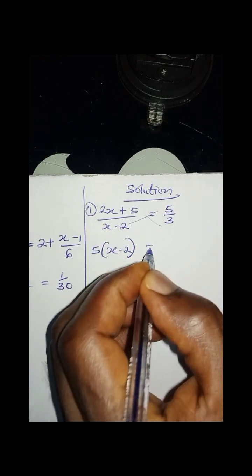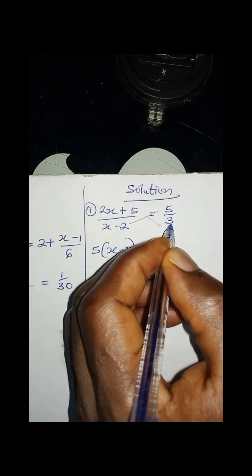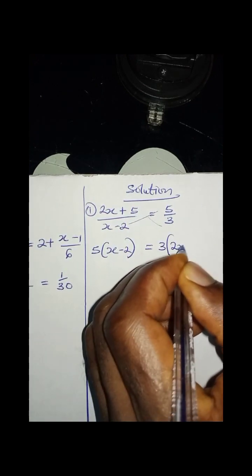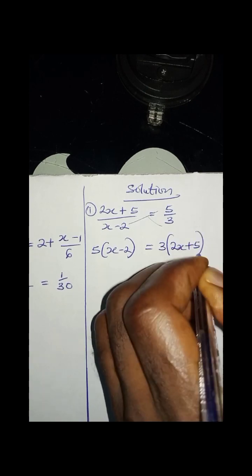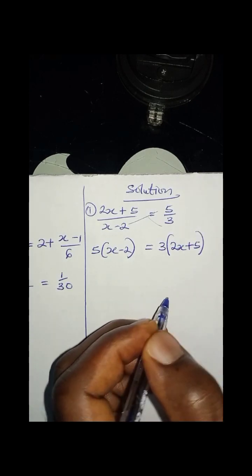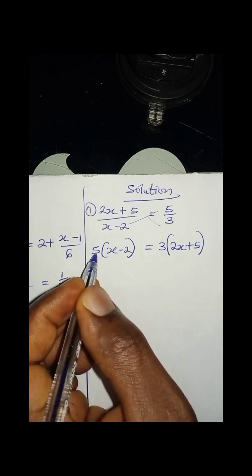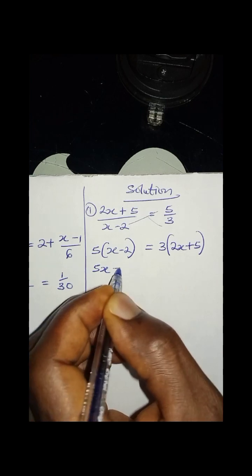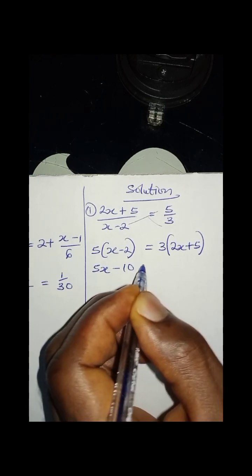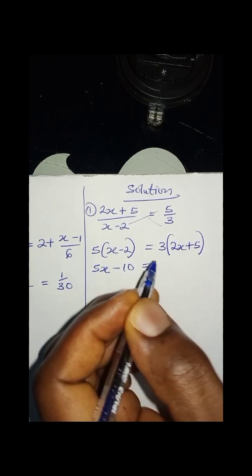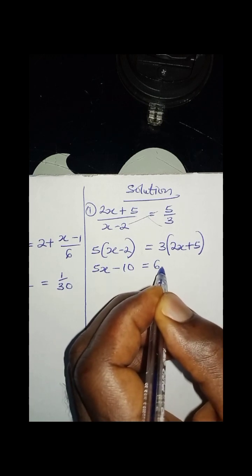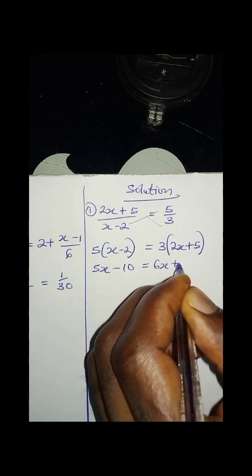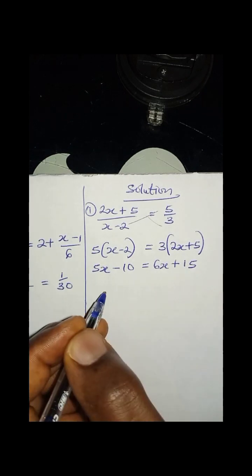Then we'll bring down our equality sign. Then 3 multiplies the whole of this. 3 will be out. Then we'll have 2x plus 5 in the bracket. And what we do next is to clear the bracket. 5 times x gives us 5x. 5 times negative 2 gives us negative 10 is equal to 3 times 2x, 6x. Then 3 times positive 5 gives us positive 15.